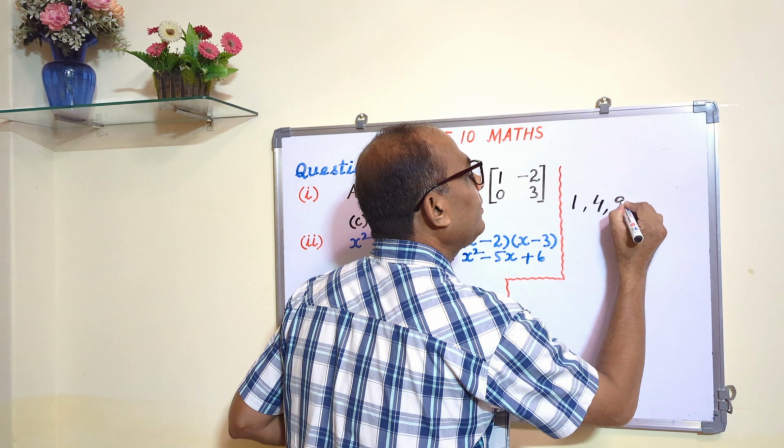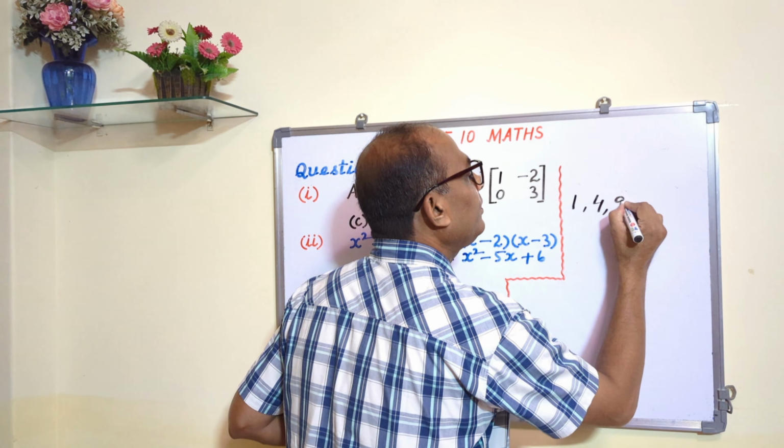And the third one is 8, 6, 4, 2. We have to find out which series, this one, or this one, or this one, is an arithmetic progression. And you know, how do we define arithmetic progression? The difference between any two consecutive terms is a constant.